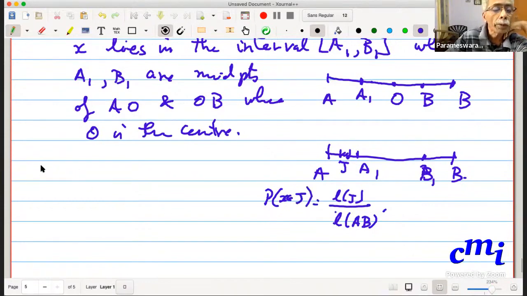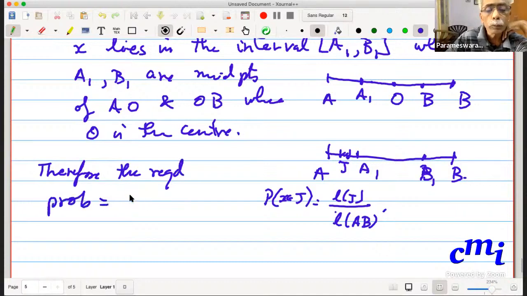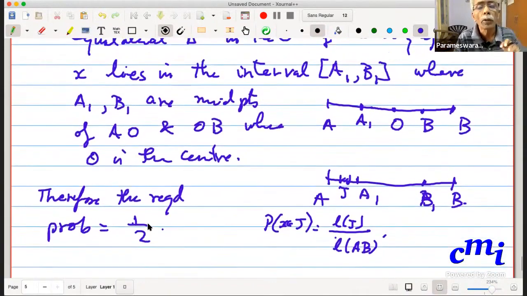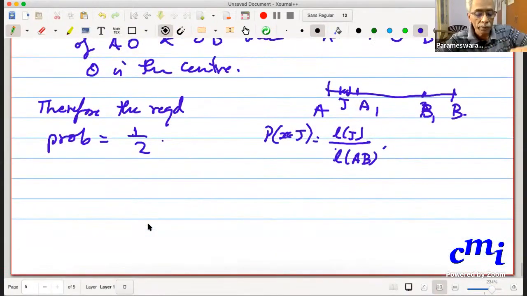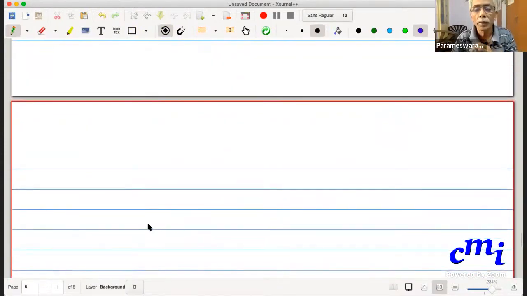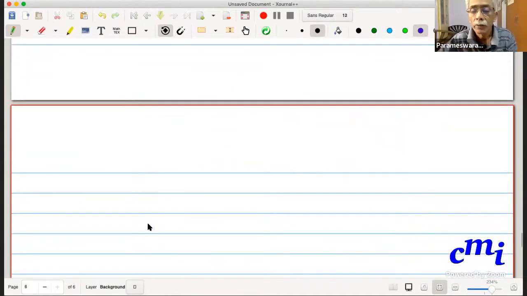Therefore, the required probability is equal to 1 by 2. Why is it that A1 and B1 are midpoints, and why does it become relevant? That's simple elementary school geometry, maybe 10th, 8th standard. So I leave that to you to verify.